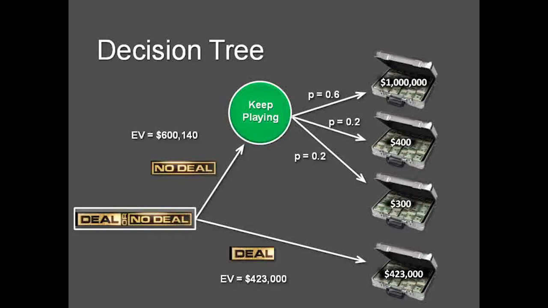That gives us an expected value, an average over those 3 outcomes, of $600,140. So if she keeps playing, her expected value is $600,140. If she takes the deal, the expected value, which is known, there's no gamble here, is $423,000. So she's got a choice. Does she take the thing that has the higher expected value, but some uncertainty in it, or the lower expected value that doesn't have any uncertainty?